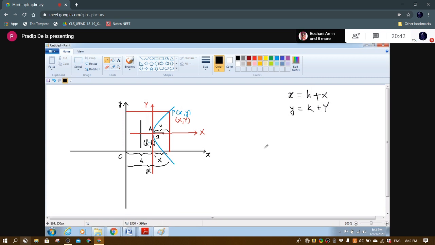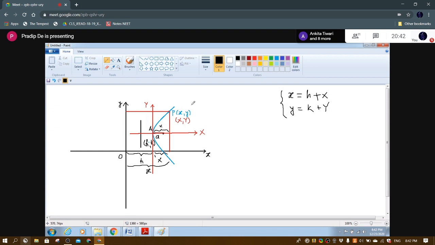What we are learning is translation of coordinate axis, shifting the coordinate axis. Is it okay? Have you understood this? Can you follow this? Yes, sir.